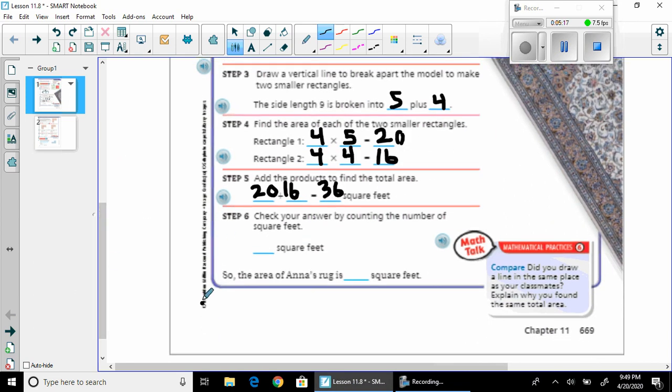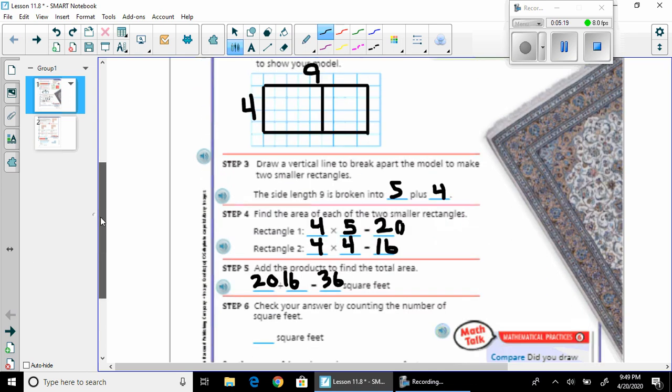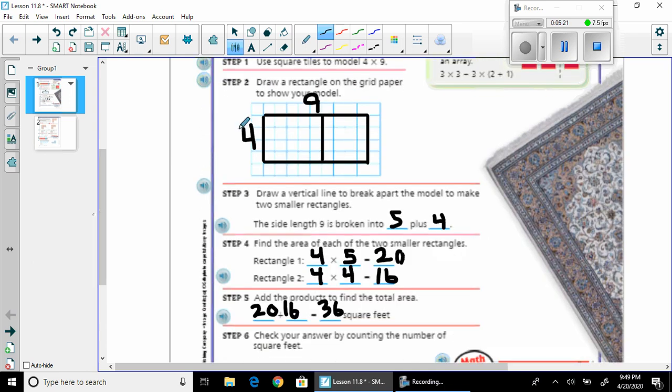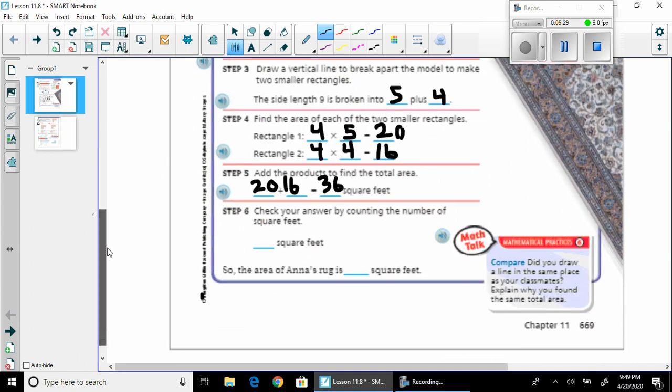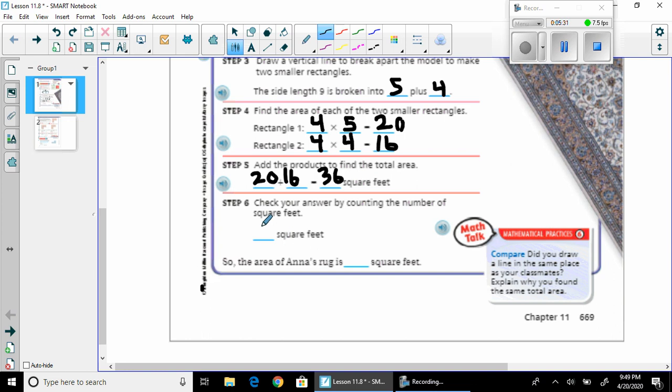All right, another way that you can check it is if you were stuck with your multiplication, if you weren't sure what 4 groups of 9 were, you could go ahead and count all your little squares, and there should be 36 of them. All right, so our answer would be 36 square feet. Okay, so the area of Anna's rug is 36 square feet.